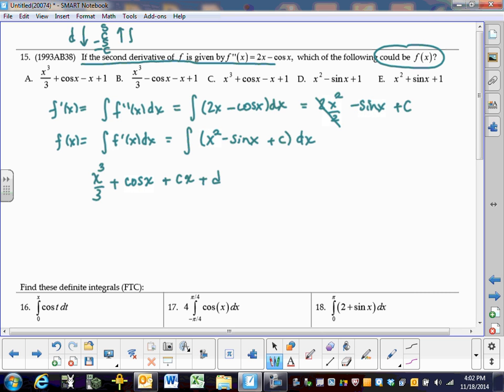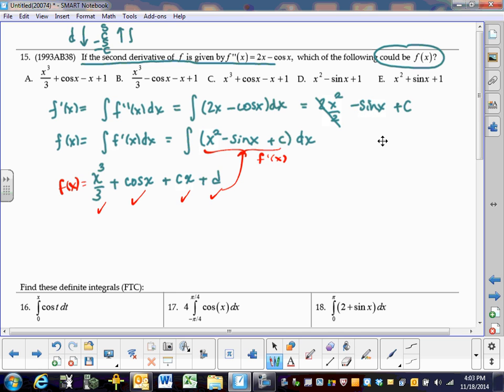So remember, if you're wanting to check to see if you've done these correctly, I'll actually call this one f of x. And if this is my f of x, it should have the f prime that we found as its derivative. So make sure that you've done that right. So now I need the one that has a positive x cubed over 3 and a positive cosine, and another constant x, and then another d. So we know right away that it can only be answer A.